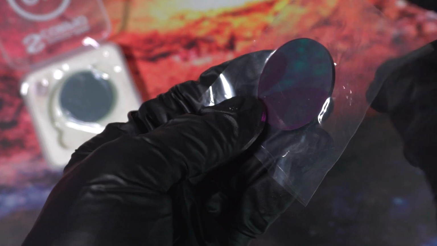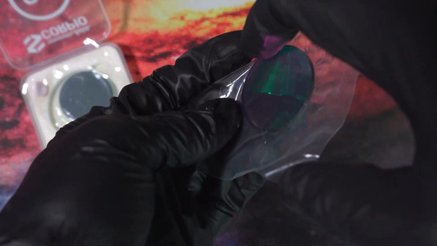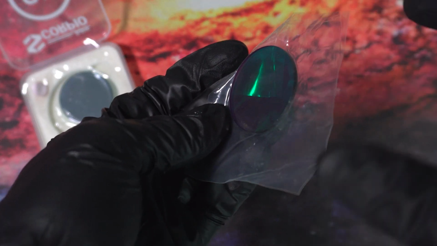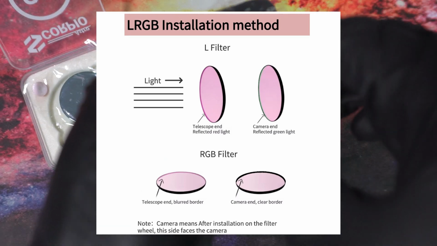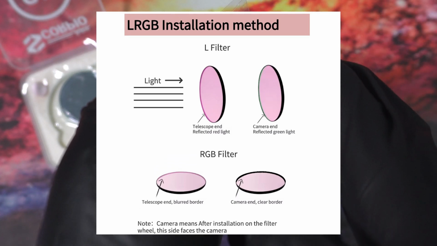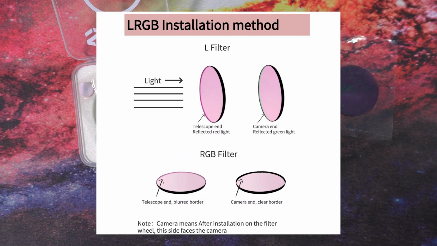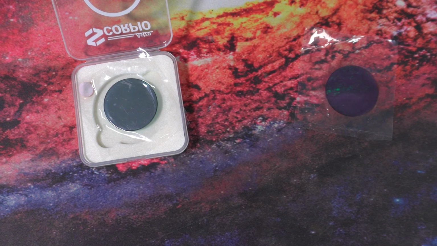If you look at the luminance filter, you'll see this edge on both sides. However, the telescope side is going to have a red hue and the camera side is going to have some greenish hue. Basically, the picture you see on the screen now illustrates how the L filter looks on the telescope and on the camera side. Alright guys, that was a quick look at Scorpio LRGB and 5nm SHO filters.